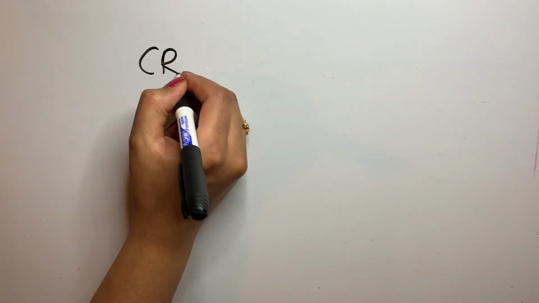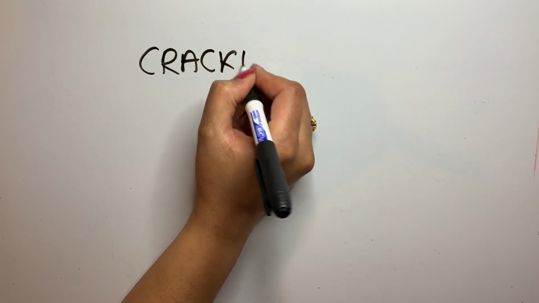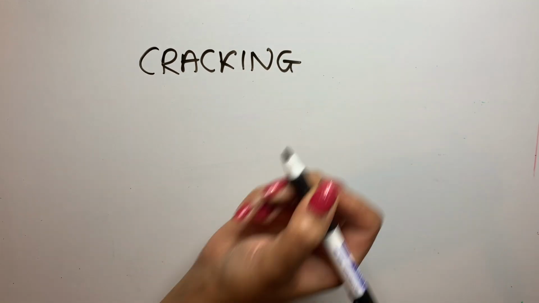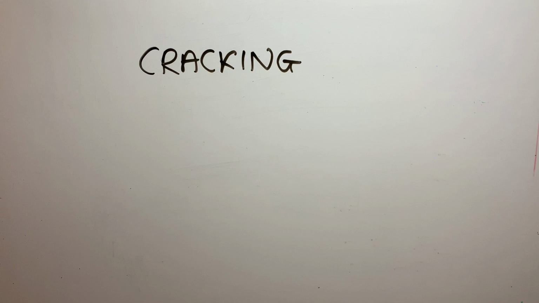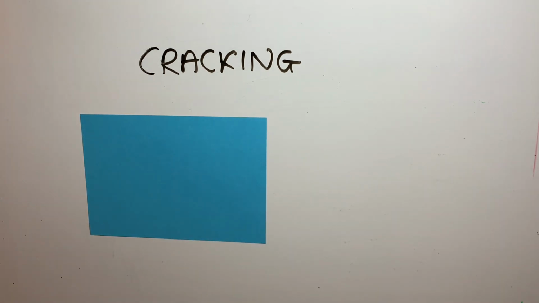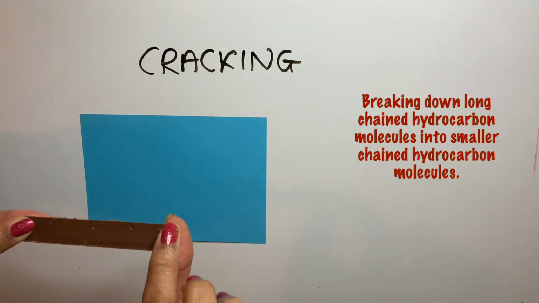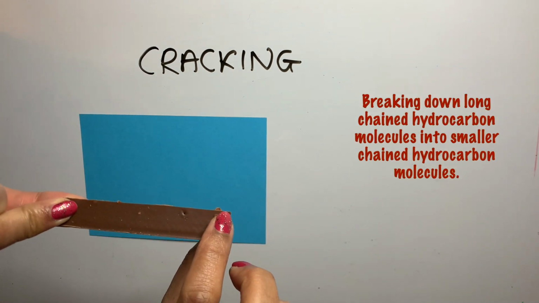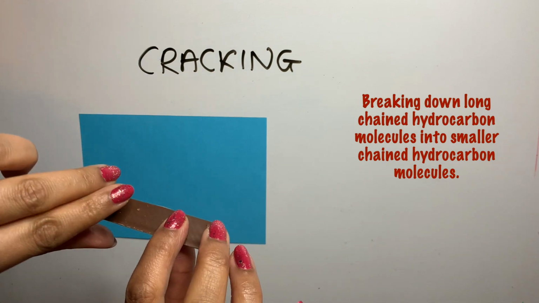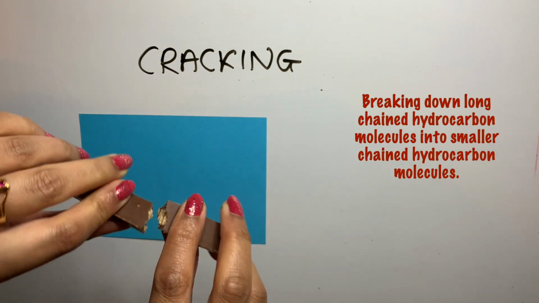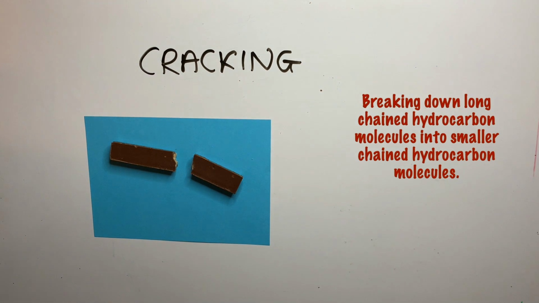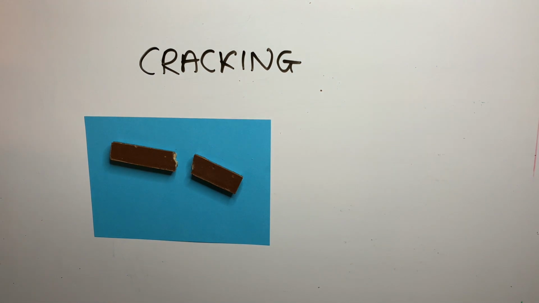So now let's consider the process of cracking. Now, cracking is simply just what the name suggests. We are breaking down long-chained hydrocarbon molecules into smaller chained molecules. So for example, if I've got this long chain hydrocarbon molecule and I crack it, I am simply going to break it into smaller hydrocarbon molecules.